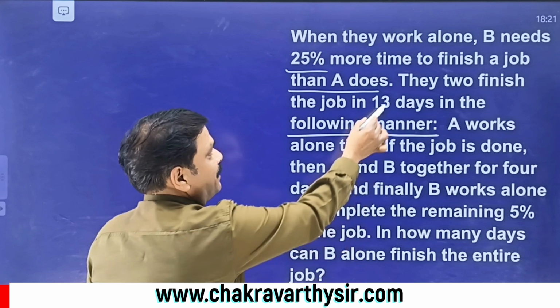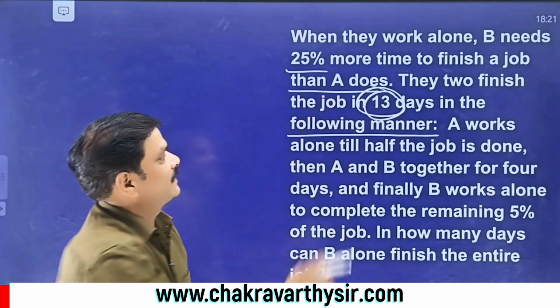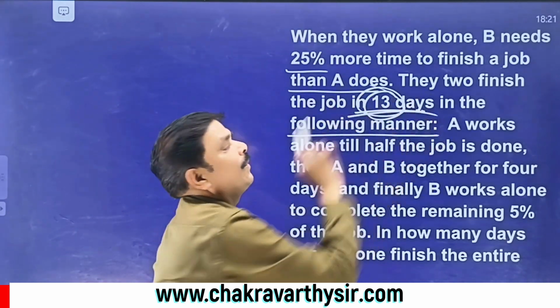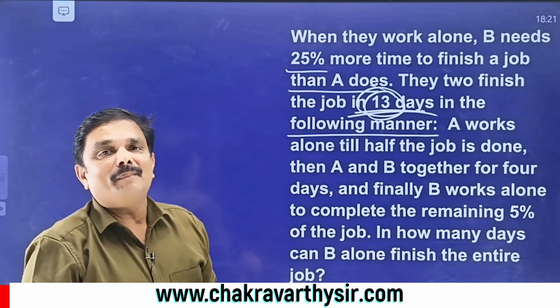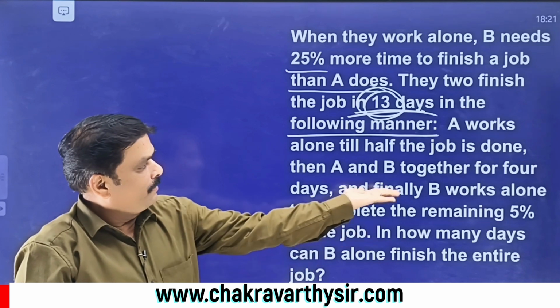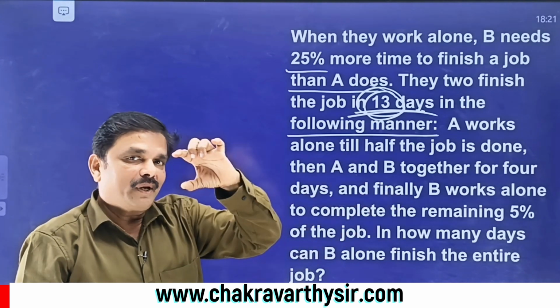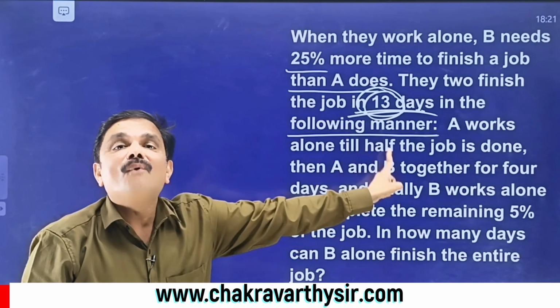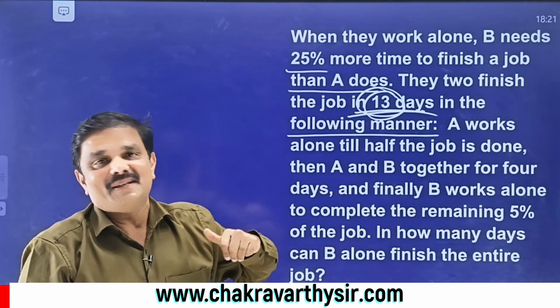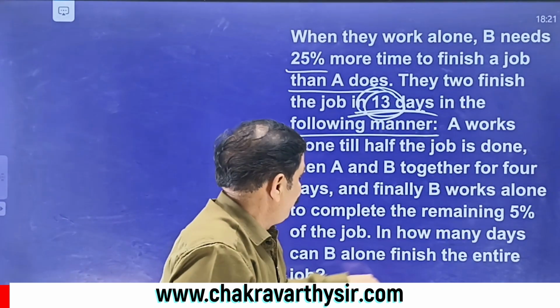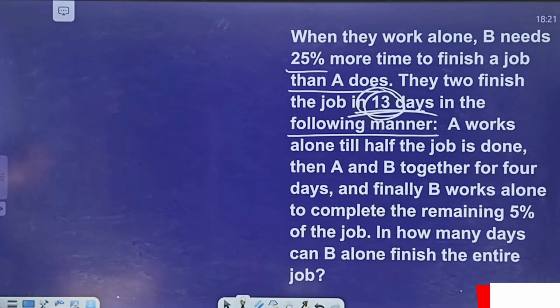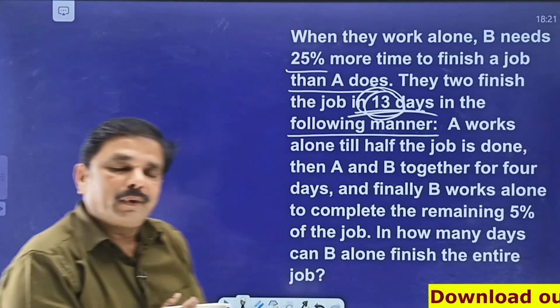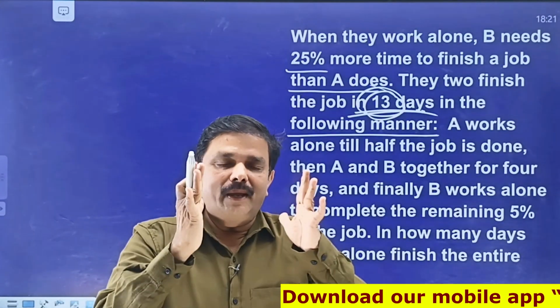You need not even use these 13 days. This is redundant, not required at all. Simply I can say A and B together finished 45% of the job in 4 days. That clue is enough to go for this one. Anyway, students, finally they are asking, in how many days can B alone finish the entire job? Okay, you just think in this way.